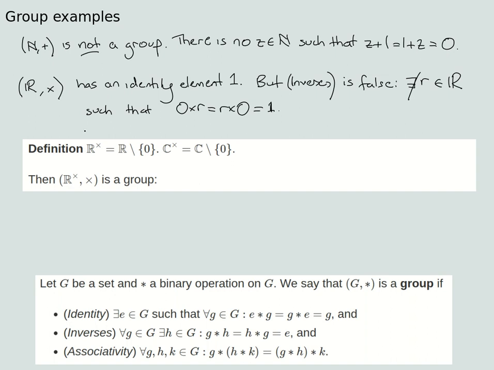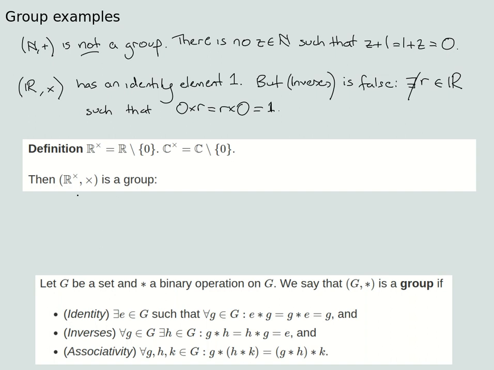So this is what we do. We make a definition of R cross, or R times, like this, which is defined to be the set of real numbers except for 0. So that backslash you see there is the set difference that we met in the first part of the module. So we make a similar definition for the complex numbers. So C cross, or C times, is just the complex numbers without 0. And if we do this, then R times is a group under multiplication, and C times is a group under multiplication as well. So we can check this.